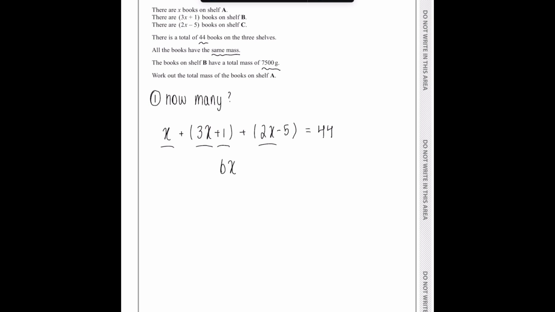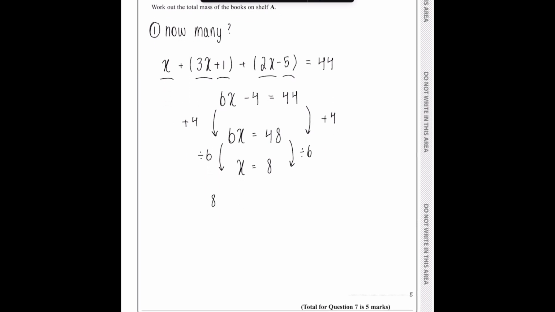Then we have plus 1 and minus 5. 1 minus 5 is the same as negative 4. And that is equal to 44. From here, what's the opposite of taking away 4? It's adding 4, isn't it? So let's add 4 to both sides. So then we have 6X is equal to 48. From here, the opposite of timesing by 6 is dividing by 6. So divide 6 on both sides. So then we get X is equal to 8. So in other words, when X is equal to 8, we know now that there are 8 books on shelf A.